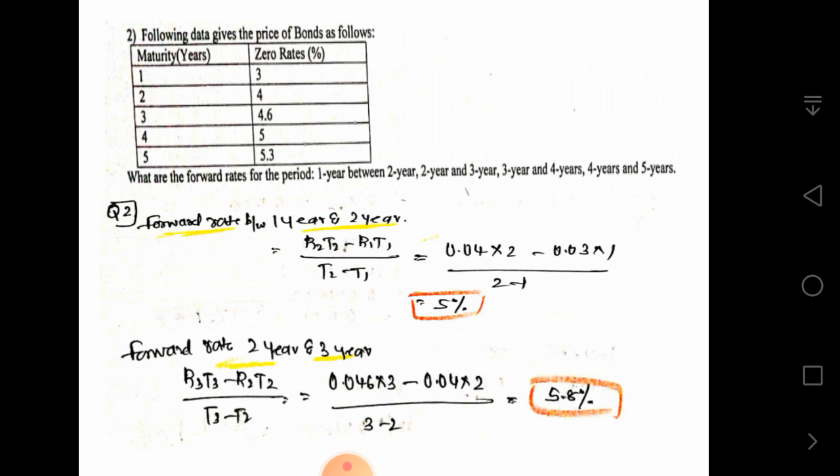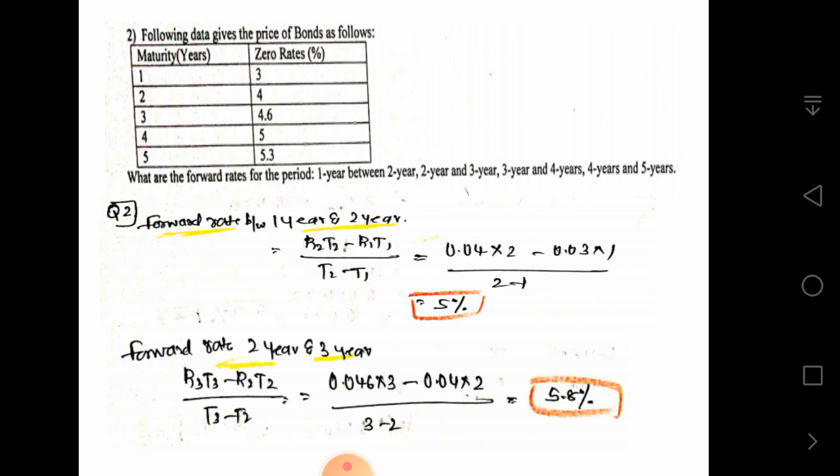The forward rate between year 1 and 2: year 2 can be written as R2 and the time as T2. R2 is the zero rate for year 2 and T2 is the time frame for year 2, and R1 is the zero rate for year 1 and T1 is the time to expiry for year 1. So the formula is (R2 T2 minus R1 T1) divided by (T2 minus T1). Substituting the values, R2 is 4%, so 0.04 into 2 for 2 years, minus 0.03 into 1 for 1 year, divided by 2 minus 1. I get a forward rate of 5%.